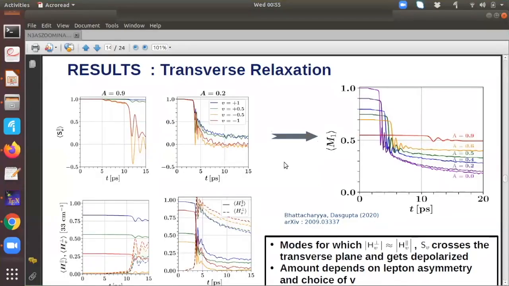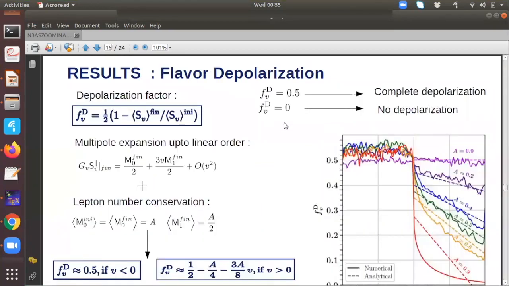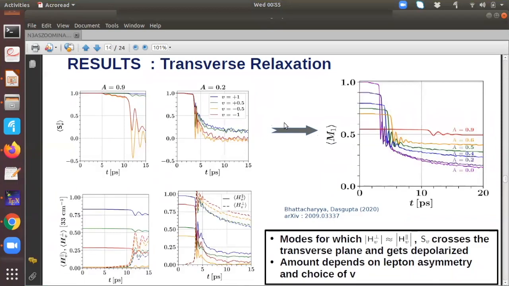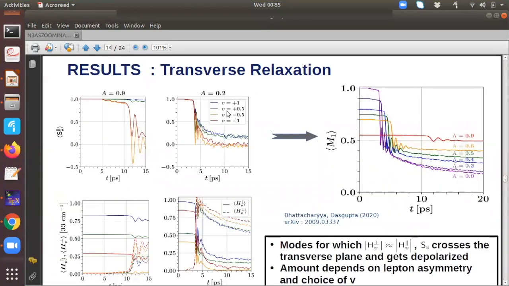And this happens only when the polarization vector reaches the transverse plane. Typically, for different velocity modes, when the parallel component of the Hamiltonian and the perpendicular component of the Hamiltonian become of the same order of magnitude, we can see that the polarization vector shrinks due to this transverse relaxation process, and this amount of shrinking also depends on the lepton asymmetry of the system.